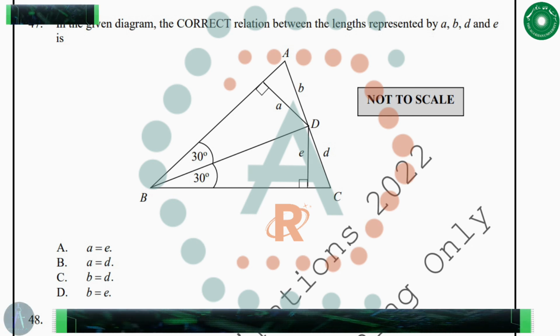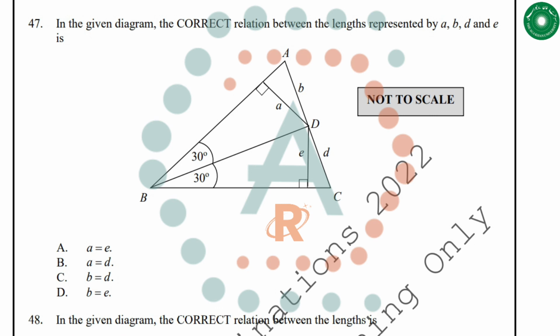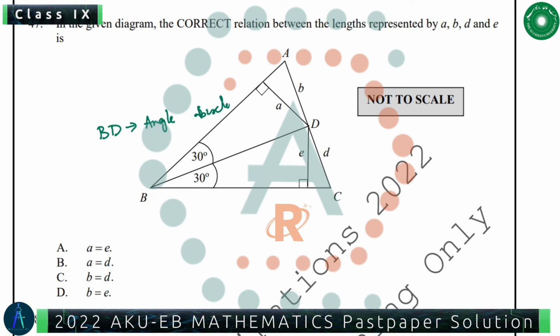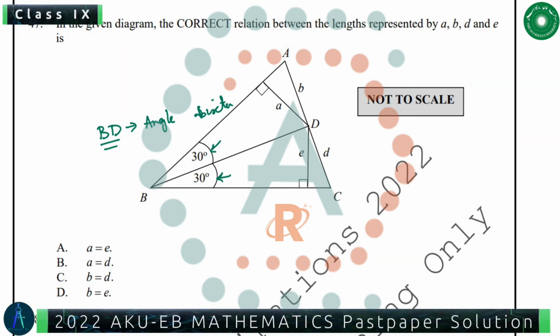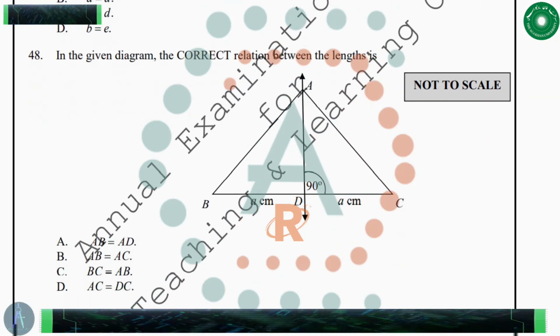Then we have question number 47. In this diagram, the correct relation between the length represented by A, B, D and E. So as we can see, यहाँ जो BD हमारे पास एक लाइन बनी हुई है, it is the angle bisector, because we can see that कि दोनों एंगल्स यहाँ पे बराबर हैं, जिसका मतलब ये हुआ कि ये दोनों एंगल्स बराबर डिवाइड हो रहे हैं. सो BD विल बी दी एंगल बाइसेक्टर और जो परपेंडिकुलर डिस्टेंस है पॉइंट ऑन द एंगल बाइसेक्टर का विद द आर्म्स वो हमेशा बराबर होता है. सो ये डिस्टेंस और ये डिस्टेंस आपस में बराबर होगा. सो A and E आर इक्वल. सो ऑप्शन A विल बी द राइट आंसर.